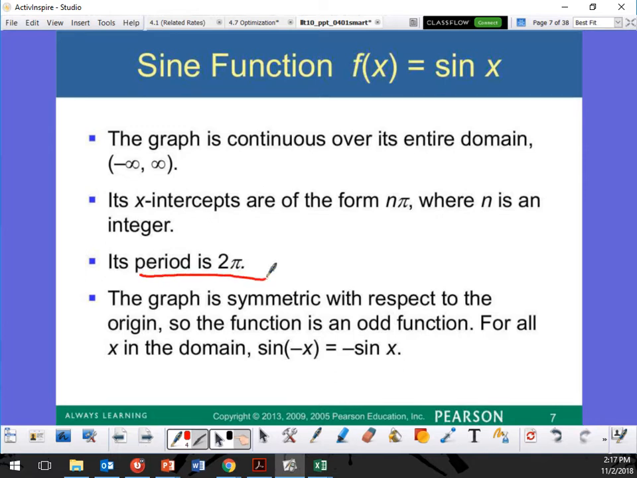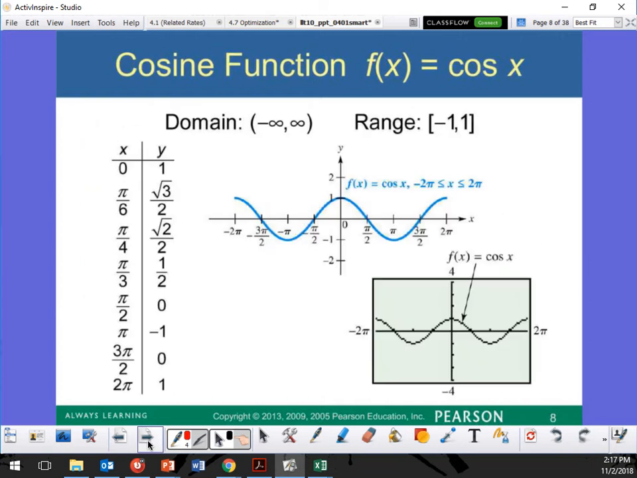So the period is what? 2 pi. So for sine, the period is 2 pi. When I say, hey, sine, what's the period? 2 pi. You would say 2 pi is the period of sine. Thank you. There we go. Just trying to trick you on that one.